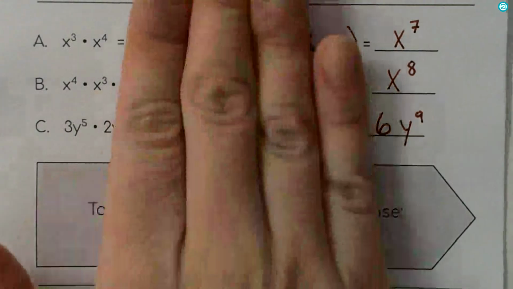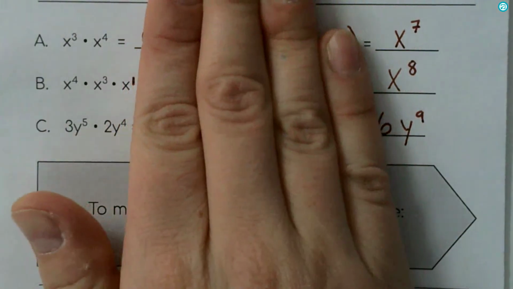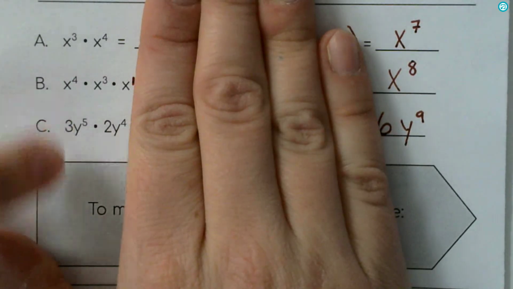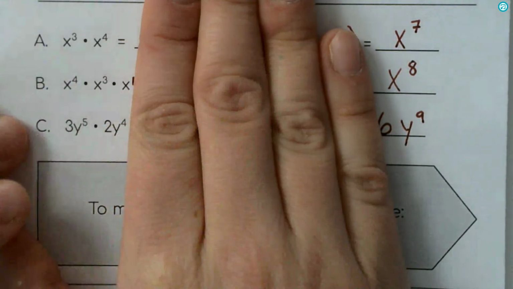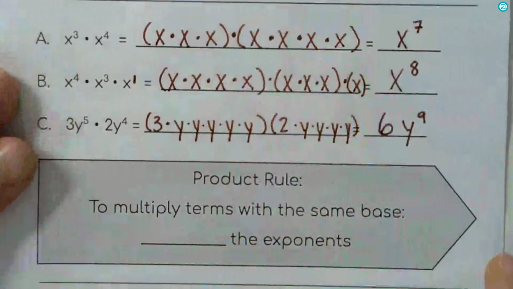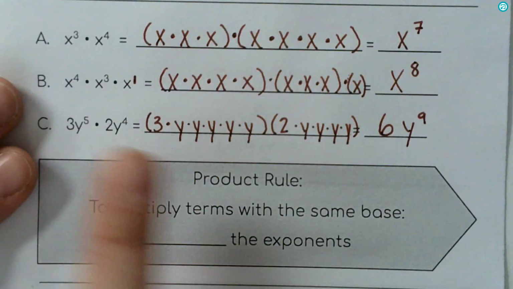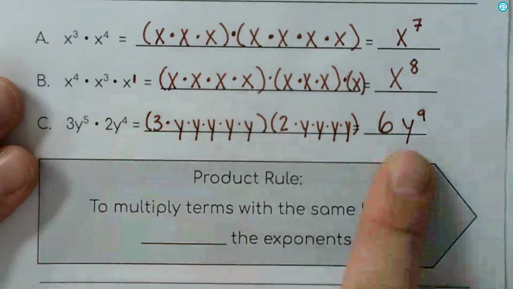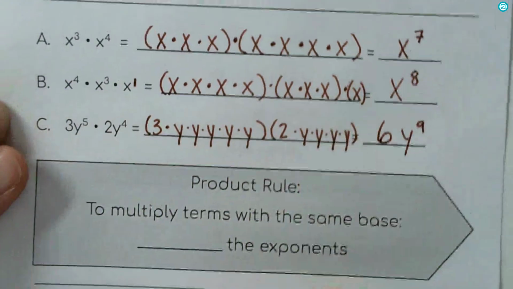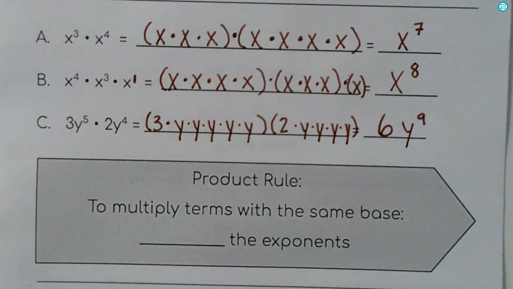Ignore this part in the middle. I would like for you to look at your original problems and your answers and see if you can find the pattern of how we can get from here to here without doing all of this. So take about 30 seconds to look at your original exponents and your answer. Do not shout anything out yet.